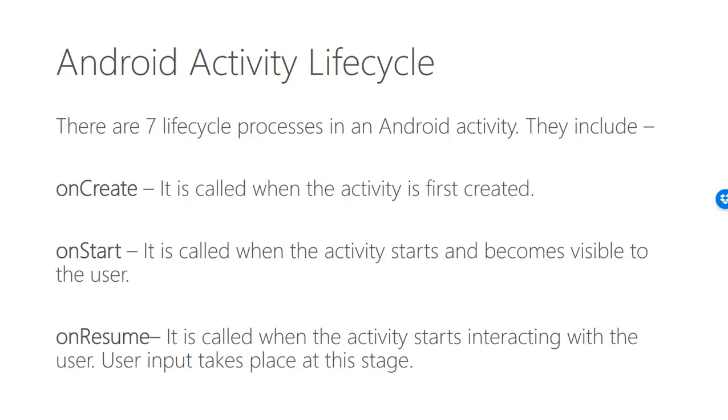There are 7 lifecycle methods in an Android activity. They include OnCreate. It is called when the activity is first created. OnStart. It is called when the activity starts and becomes visible to the user. OnResume. It is called when the activity starts interacting with the user. User input takes place at this stage.